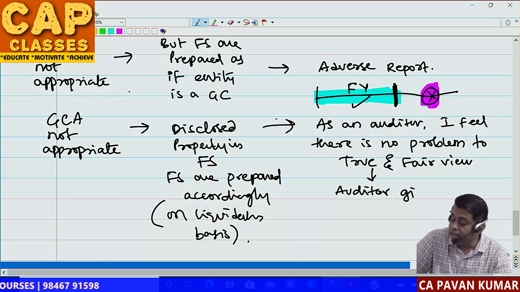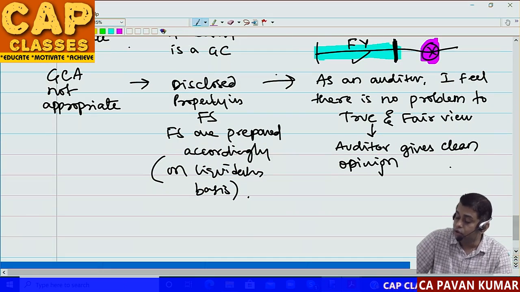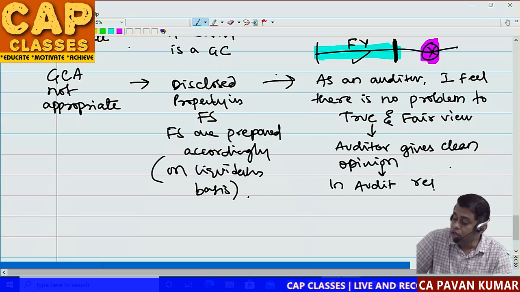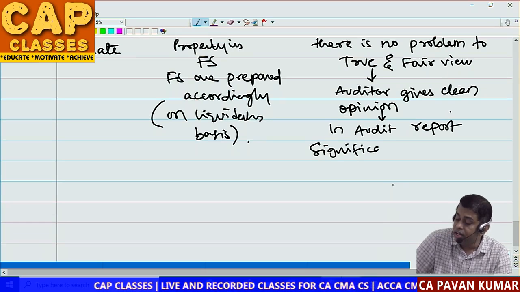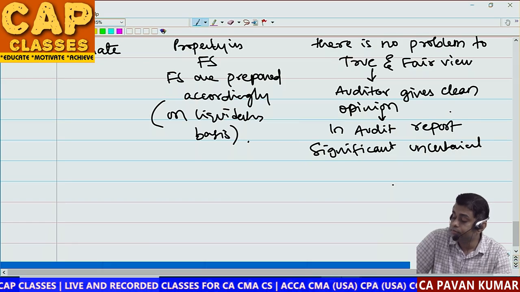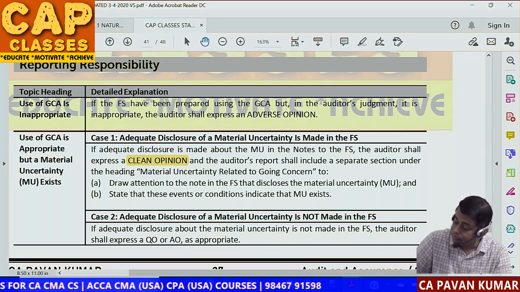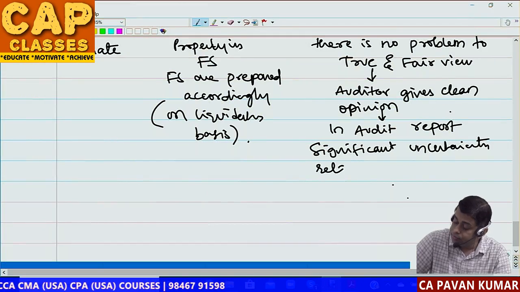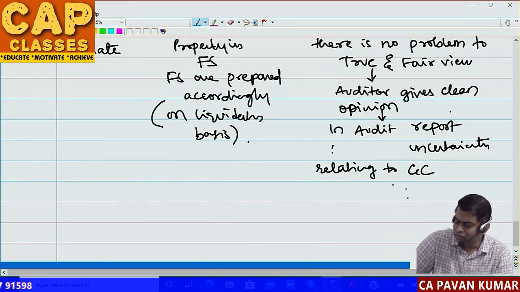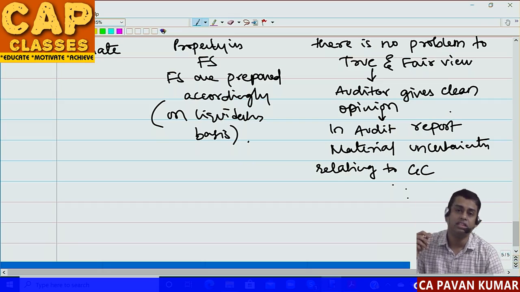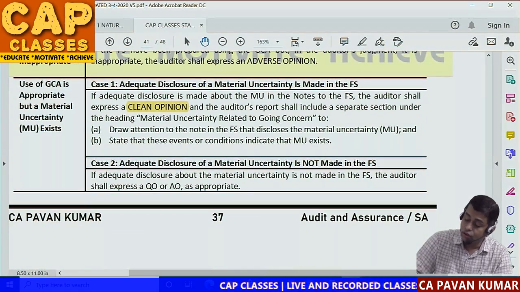Auditor gives clean opinion with one extra paragraph in audit report. However, in audit report, include what you want to include? Significant uncertainty or material uncertainty relating to going concern. So you can call significant uncertainty or you can call material uncertainty. Both of them same. In India, we use the word material uncertainty. Material uncertainty relating to going concern. This is the second case. So why are you using this para?